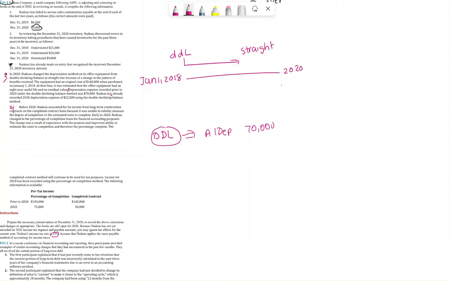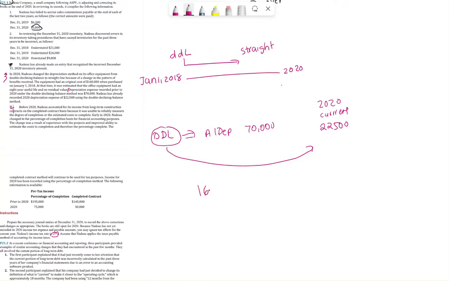Now, they say the 70,000, and this is the depreciation they have taken, their current year's depreciation. In other words, their current year's depreciation using the double declining method was 22,500. They already did a journal entry, but we need to adjust this entry.